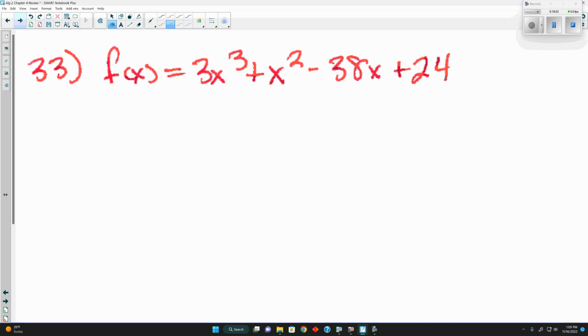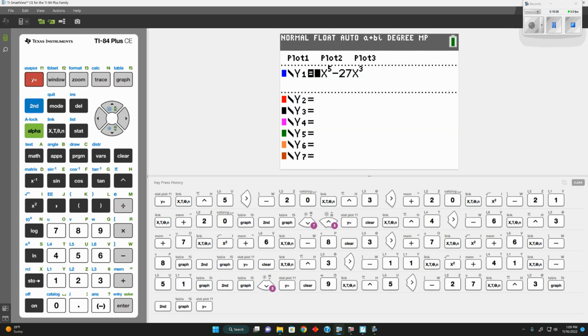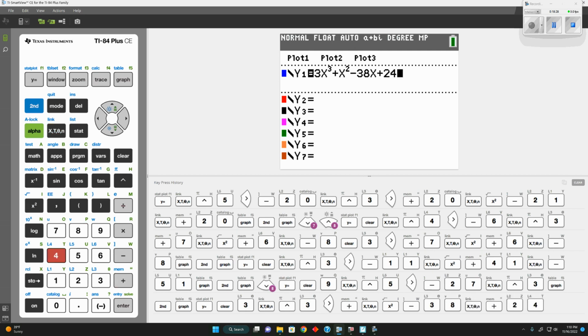We have 2 left. So again, first thing I would do is graph it. How many solutions would we like to see? We'd like to see 3. How many do we need at least? 1. So let's look at this here: 3x to the third plus x squared. Graph.